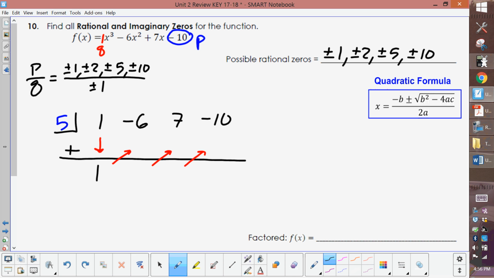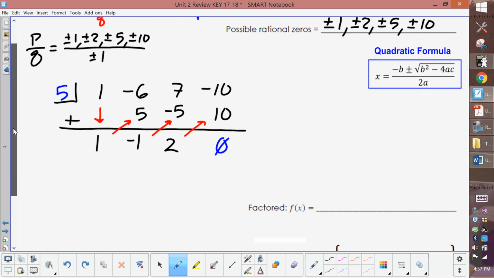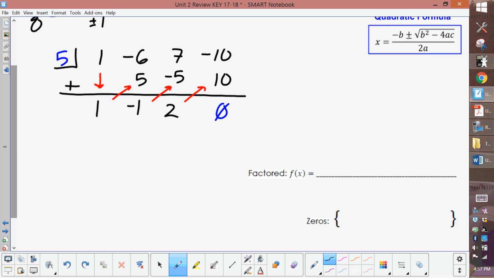And 1 drops in this place, and you'll remember that the bottom row is always multiplied by what's in the box. So here I get 5. Numbers drop straight down. I get negative 5 in this spot. Numbers drop straight down. And I get positive 10 here. And I know I'm on the right track because I get a remainder here of 0, and that's what I want.